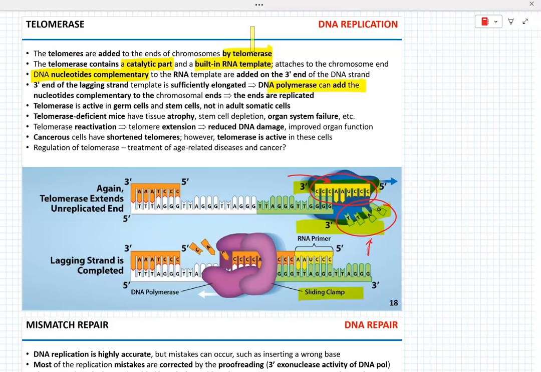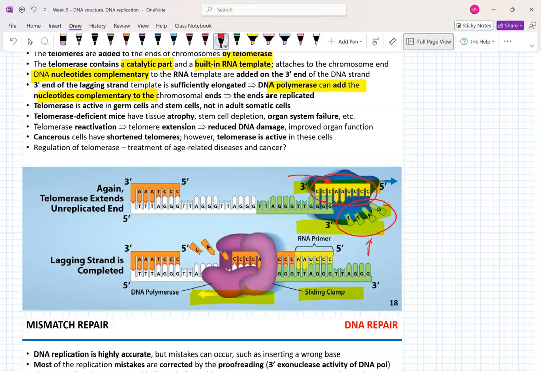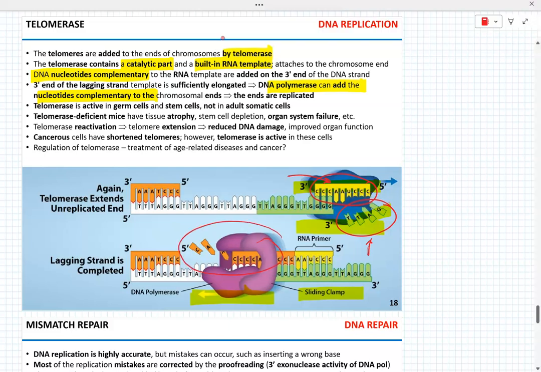DNA polymerase can now add nucleotides. Here's the DNA polymerase. It can add nucleotides complementary to the chromosomal ends, and the ends effectively are replicated. You can see that illustrated right here. So this DNA polymerase will be adding nucleotides from 5' to 3', as we mentioned before.